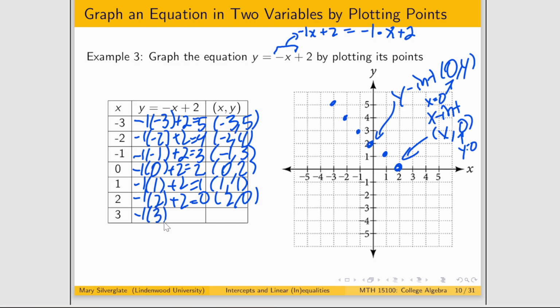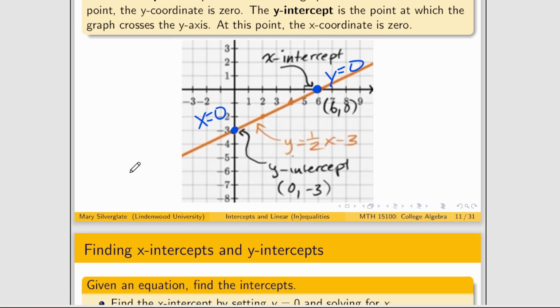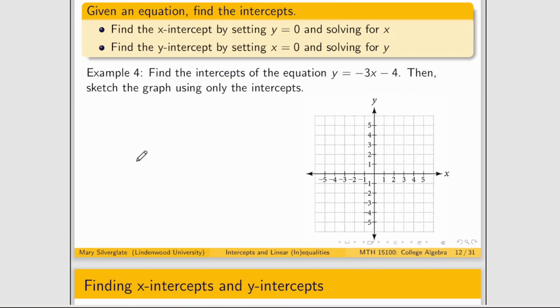And last but not least, if I plug in +3, well, -1 times +3 is -3 plus 2 is -1. So I have a point here at +3, -1. And then I can connect these guys, and you have a nice, beautiful line. Intercepts are oftentimes special points that we in particular want to find. So for an x-intercept, again, that means you plug in y is 0, and for a y-intercept, that means you plug in x is 0. And that's exactly how you find these intercepts. So you can graph equations by just knowing 2 points, and intercepts are often the nicest points to find.